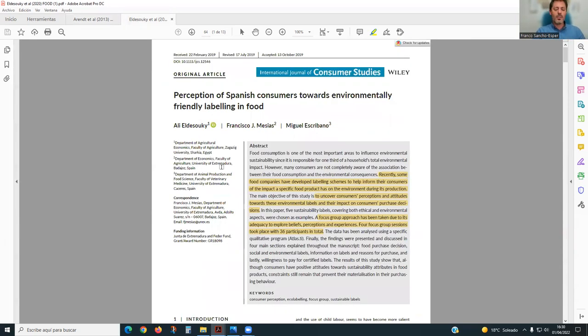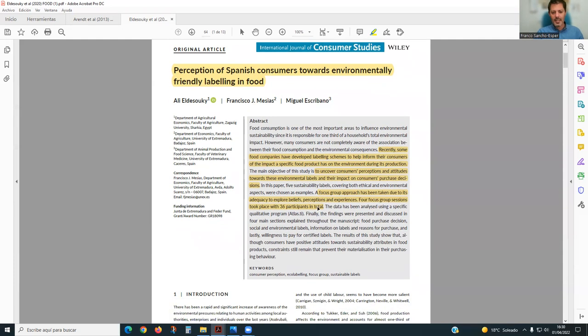And the second one was published in 2019, as you see, in the International Journal of Consumer Studies. In this case, the title of the study is Perception of Spanish Consumers Towards Environmentally Friendly Labeling in Food. So labeling means when you have something, for example, a piece of fruit that is certified, it has a label. Certified because it's organic, for example. So let's go into see how the perception is, or at least how they analyze the perception.